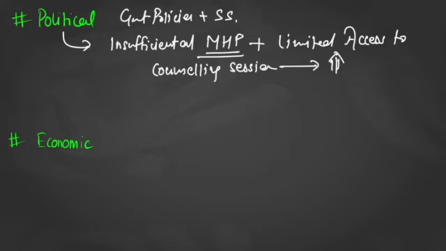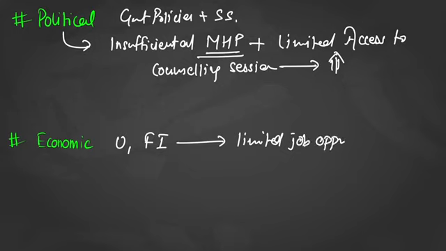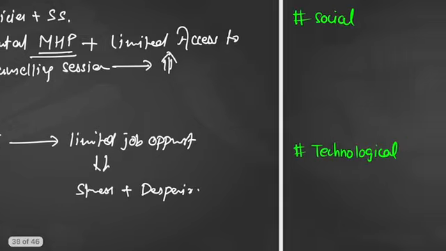Okay, second, under economic you can write about unemployment and financial instability. And why is all this happening? Because now they have limited job opportunities, which is leading to stress and which is leading to despair. You can talk about this.